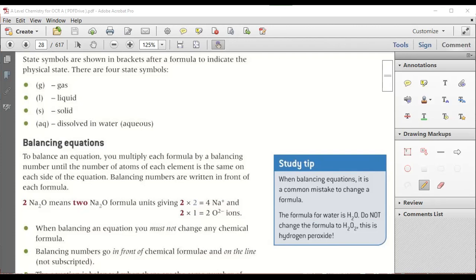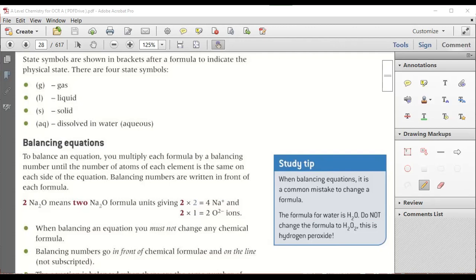Now suppose we have NaOH plus H2SO4. I will take the next page. NaOH aqueous plus H2SO4 aqueous. This will give you Na2SO4 plus H2O. This is aqueous and this is liquid. Now balance this equation.